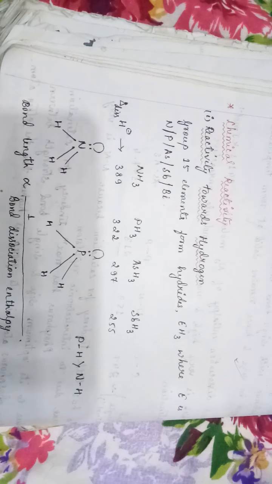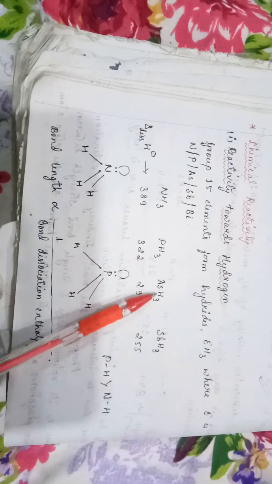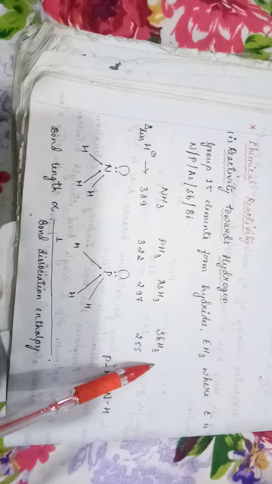Today we are going to take the chemical reactivity of hydrogen. So first of all, reactivity towards hydrogen. Chemical reactivity of group 15 in this one. First one is reactivity towards hydrogen. With hydrogen they form the compounds NH3, PH3, AsH3, SbH3.